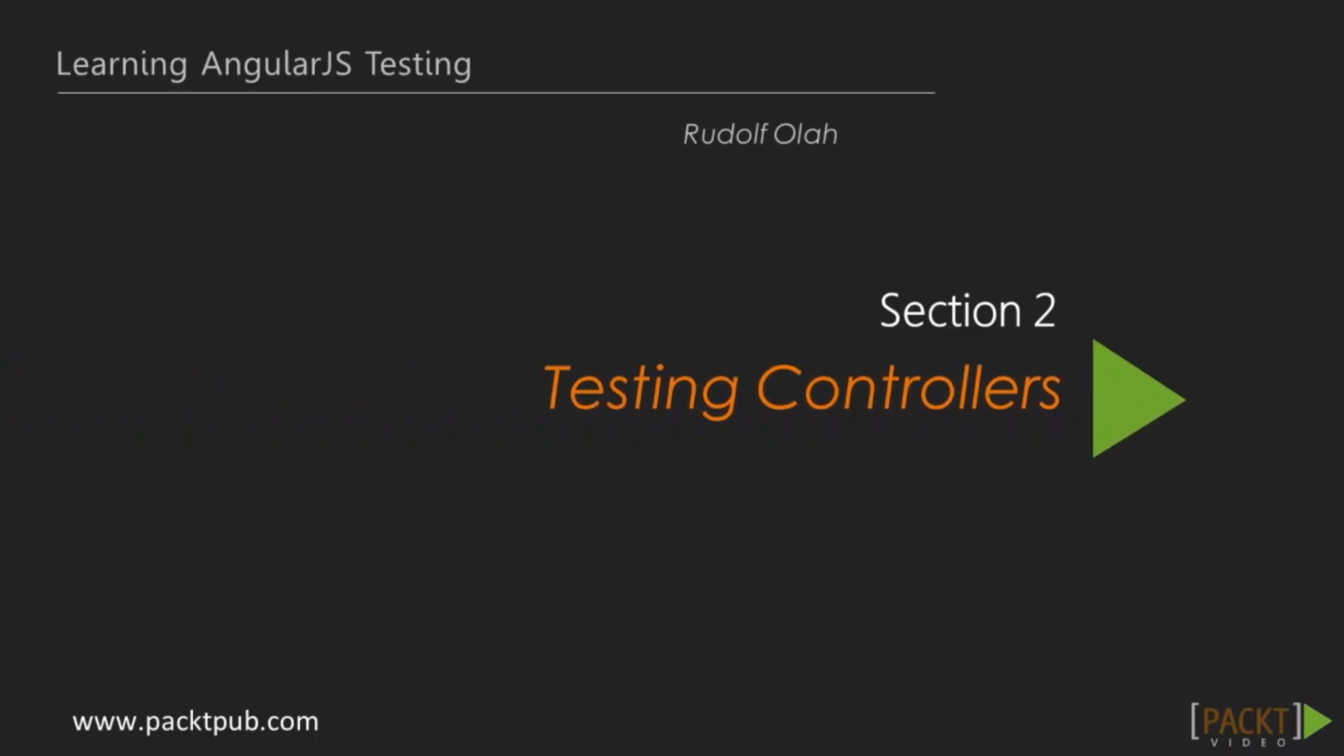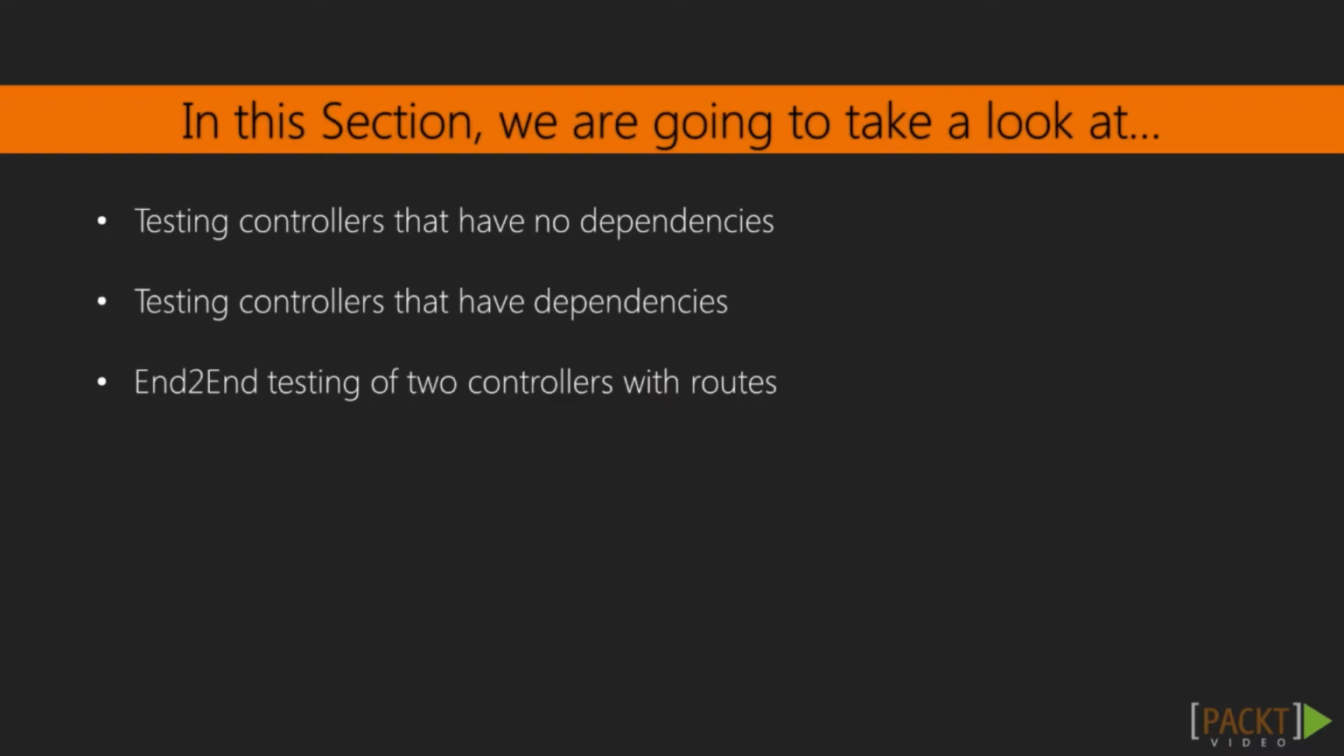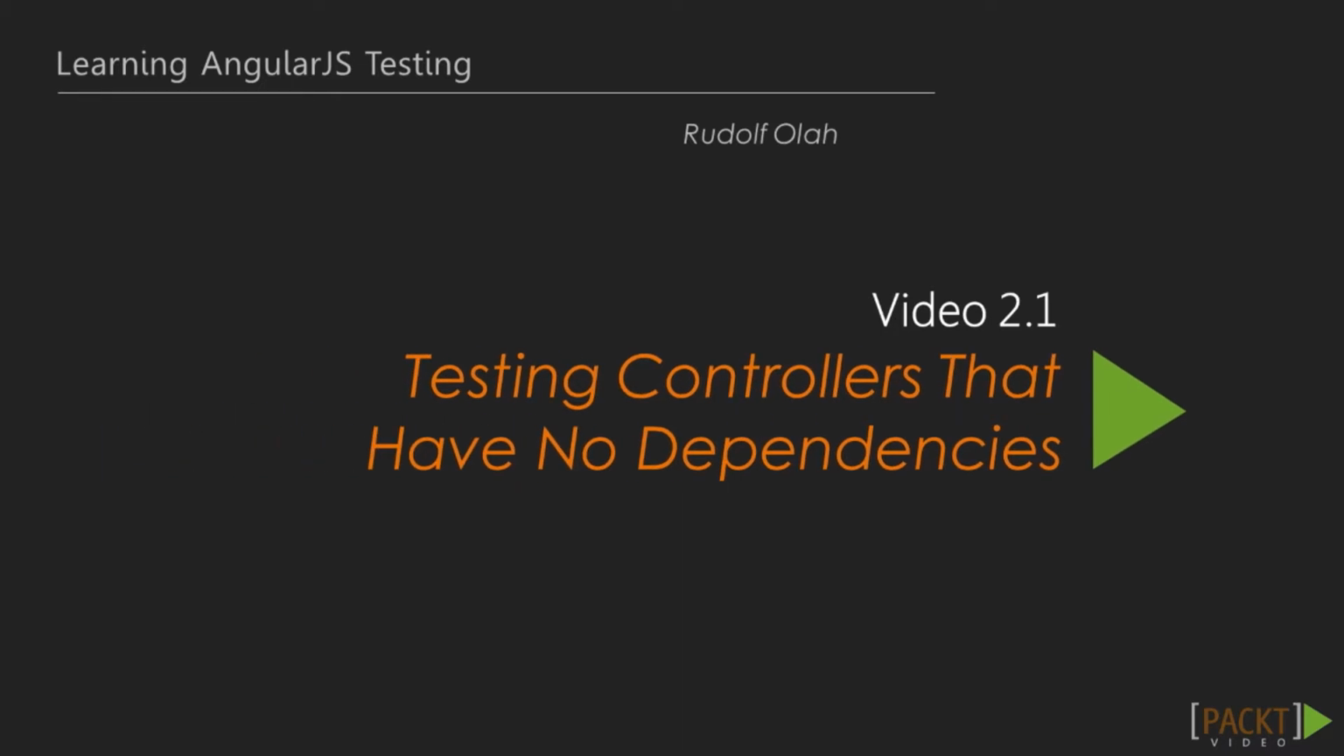Hello and welcome to the second section of this course. In the previous section, we set up Grunt, Karma, and Protractor for unit testing and end-to-end testing. In this section, we're going to be testing controllers. In this video, we're creating a controller for selecting a pizza type and then writing a unit test.